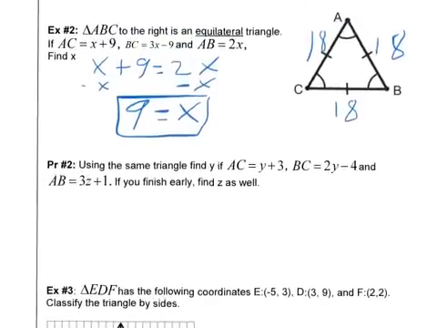So on this next one, I want you to use the same drawing. You may want to erase the 18 here and try your best with these new numbers, because they have AC is y plus 3, 2y minus 4, and 3z plus 1.